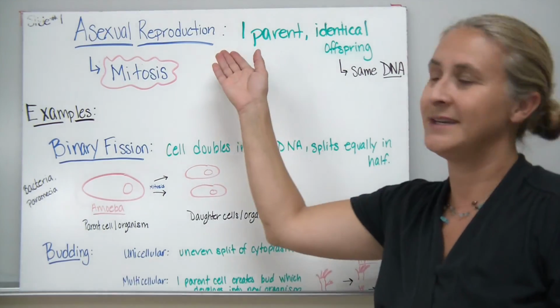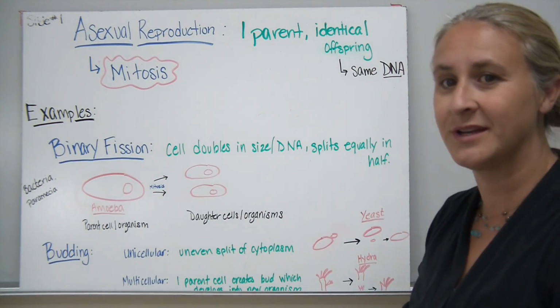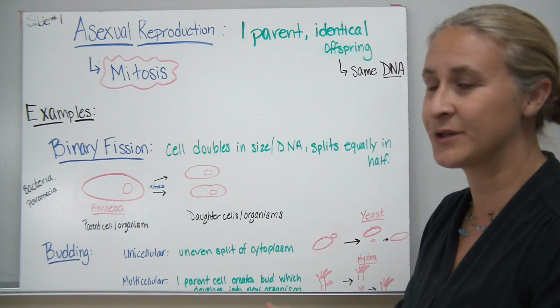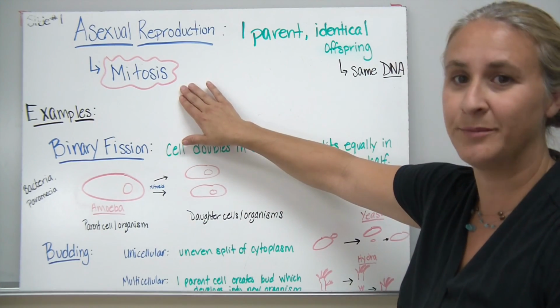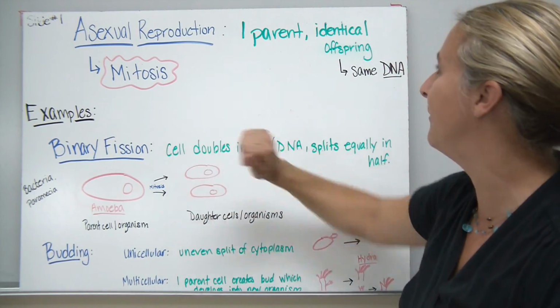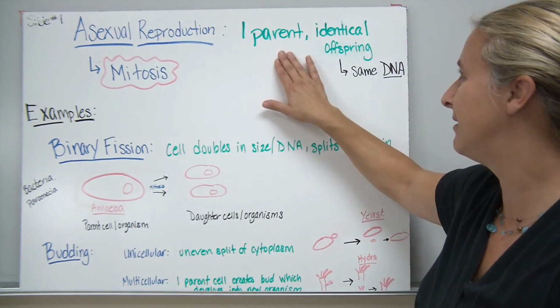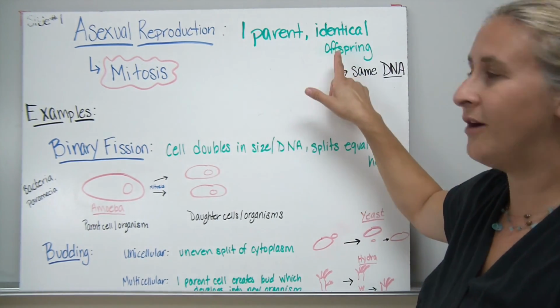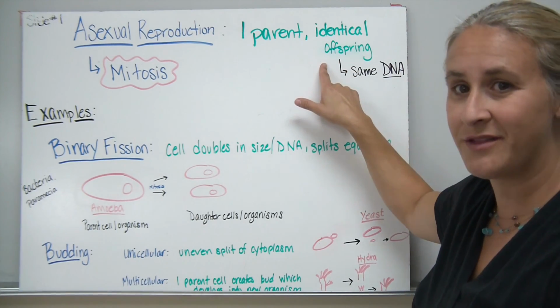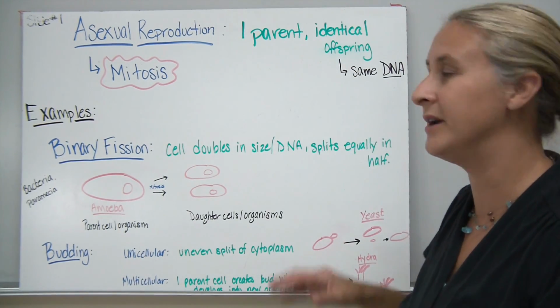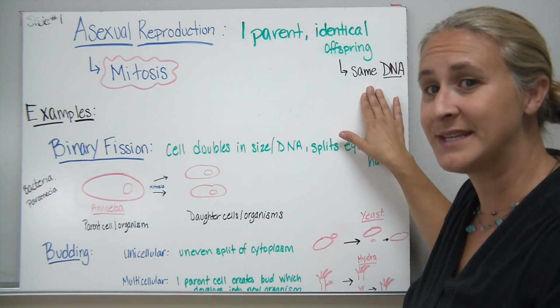Our topic today is asexual reproduction. Organisms that use asexual reproduction use a process called mitosis, which some of you may be familiar with. Organisms that use asexual reproduction have only one parent. The offspring are identical to each other and also identical to the parent. So what that means is they have the same DNA.